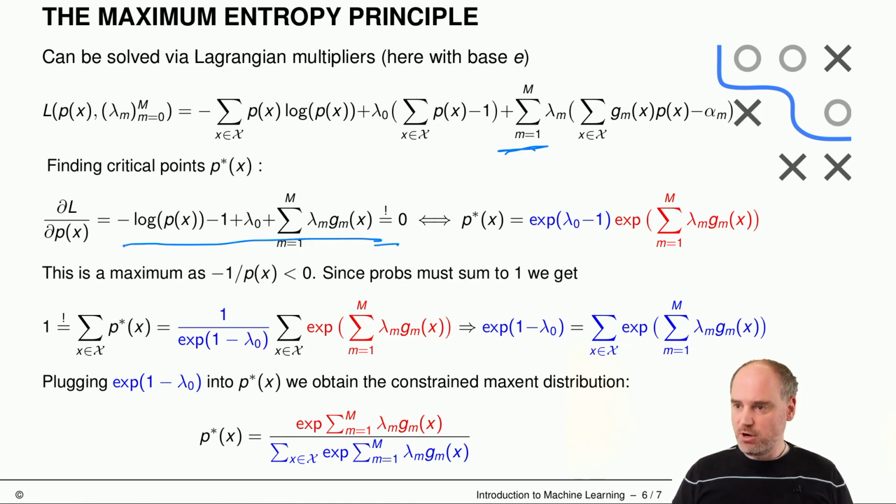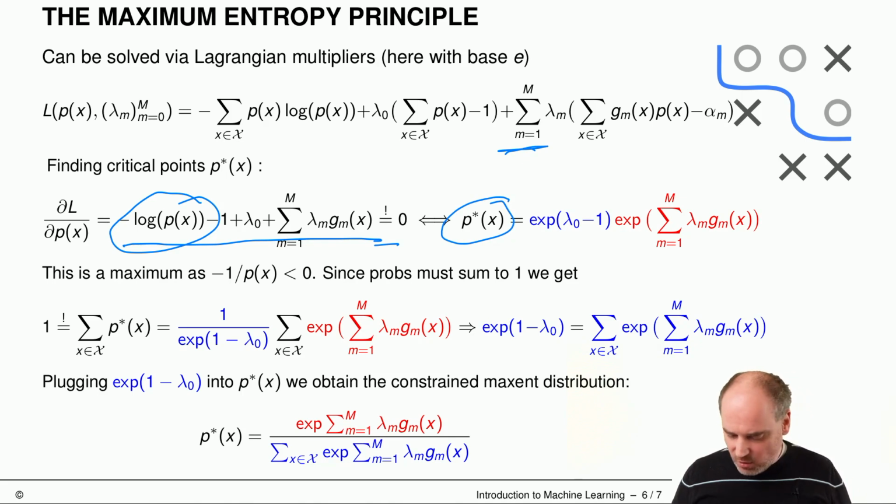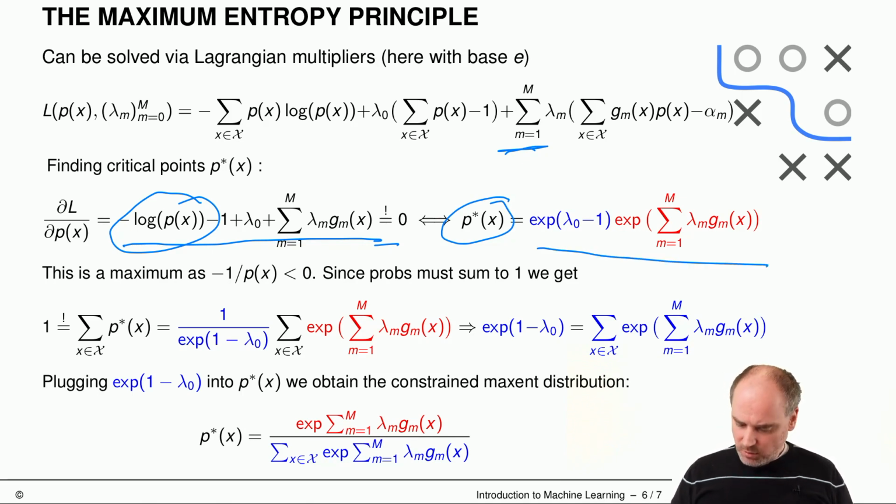We set this to 0, and we now simply solve for p of x. So how do we do that? Fortunately, there's only one term with p of x in there. We bring that to the left-hand side. There's a minus log, so we bring the minus to the right-hand side, and then we take exp of everything on both sides. The exp turns all of these sums into products, or at least it turns this thing here into a product.